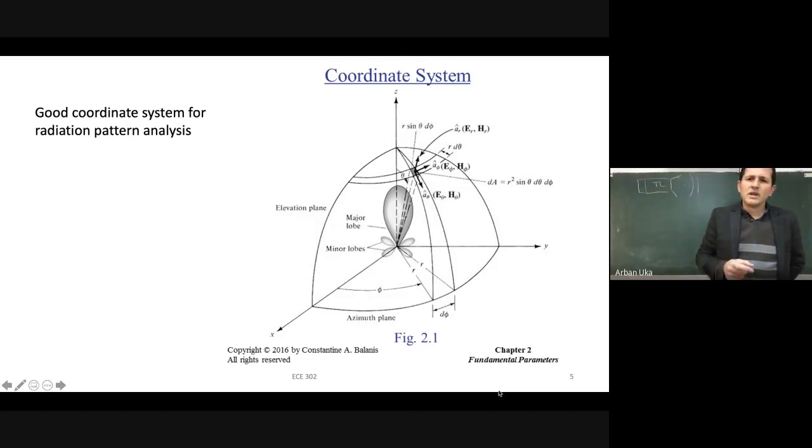Now, we know that we have three orthogonal coordinate systems. You already know this very well; you have taken the courses for this. There is the Cartesian coordinate system, the cylindrical, and the spherical coordinate system. Now, in the radiation zone, or the far zone, the spherical coordinate system is the most appropriate.